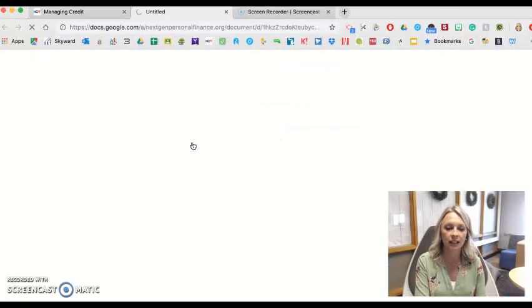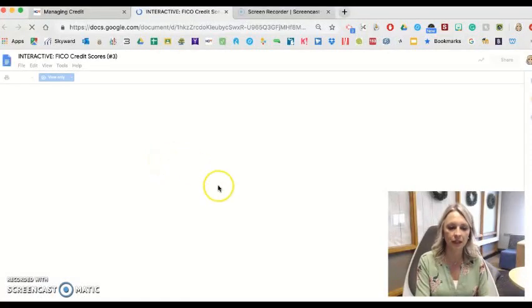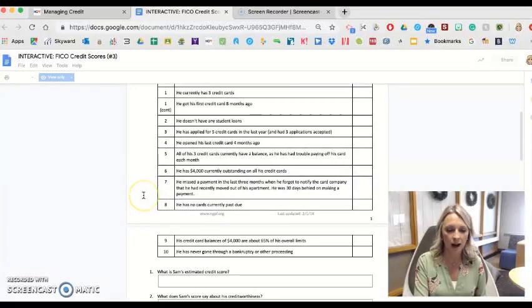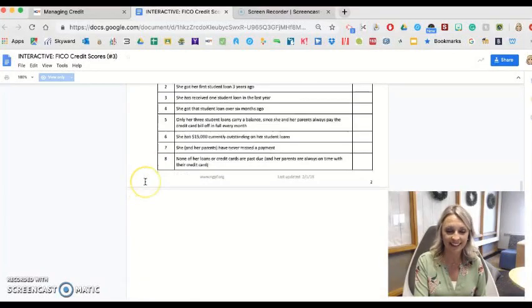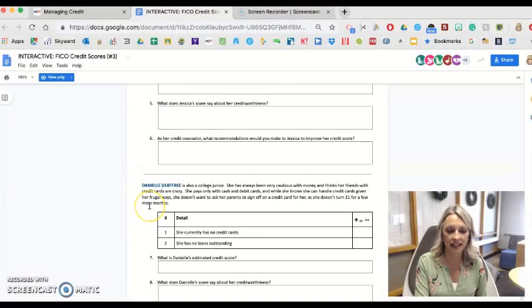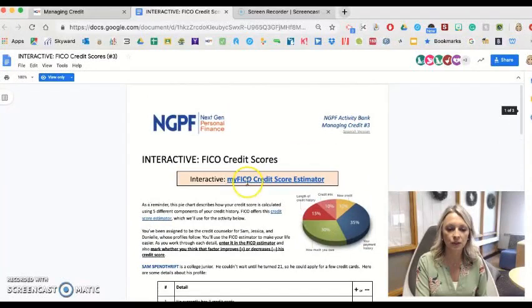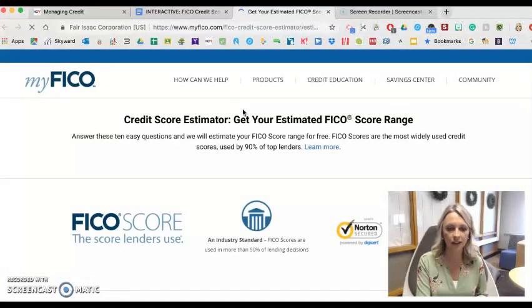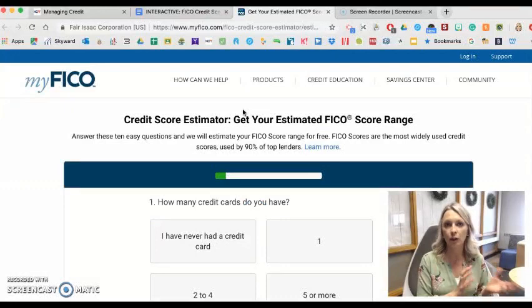So in this activity, what students do is they're given three different characters. They are given Sam, Jessica, and the last character is Danielle. And what students will use is the MyFICO credit score estimator, which the link is provided right in the activity. MyFICO creates a calculator or an estimator that you can put a bunch of different variables in, and it will give you what your credit score range would be based on those variables.